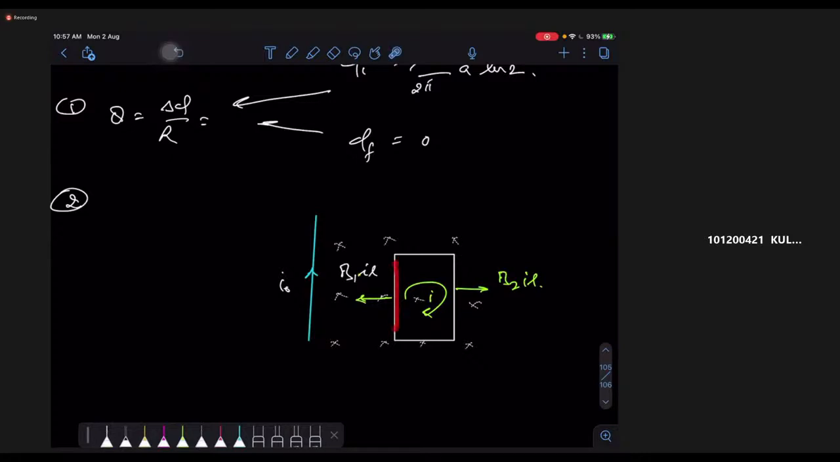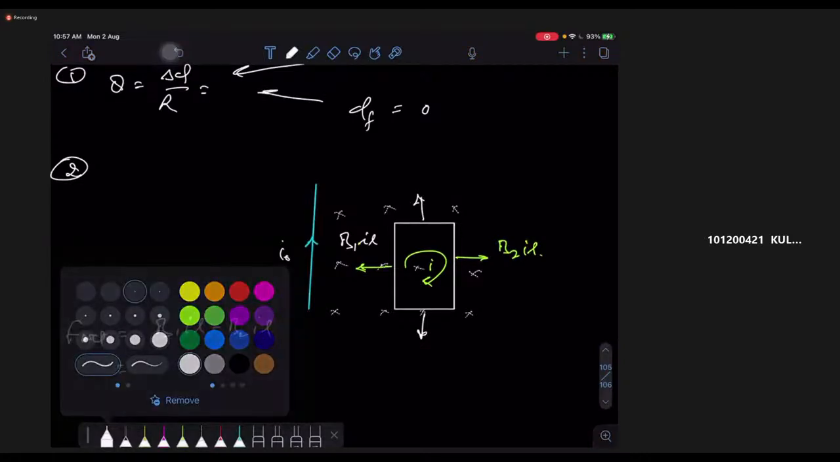Now the current on these two is the same, but the magnetic field near the wire is stronger and on this side it is weaker. And the force on these two wires are exactly going to be cancelled out. So the net force is equal to B1 IL minus B2 IL.